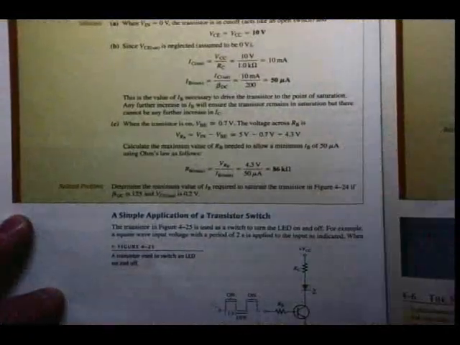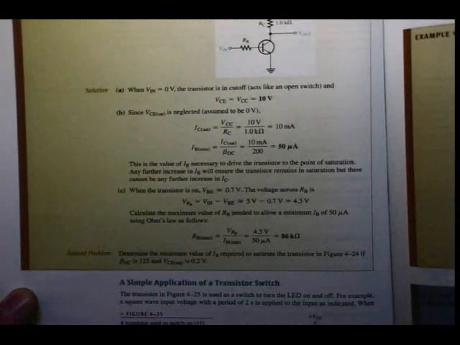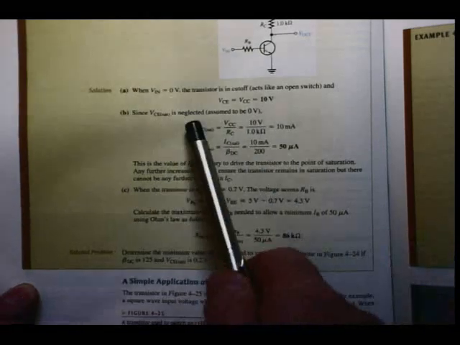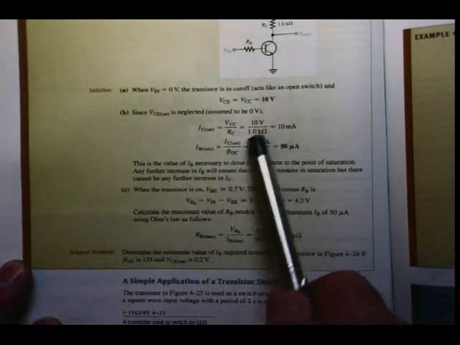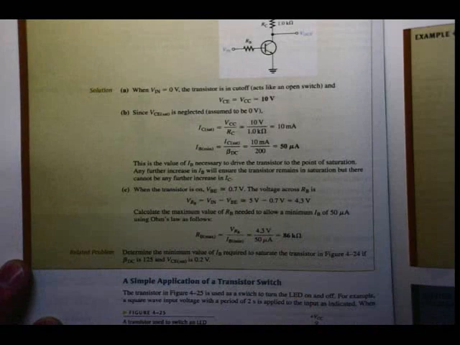So you will see there's just an application of the equations that we've learned. VCE is VCC, which is 10 volts. How to determine IC sat? Remember now they specifically said to neglect VCE sat, so otherwise it would have been VCC minus VCE sat, which we assume normally to be 0.2 volts and so forth.